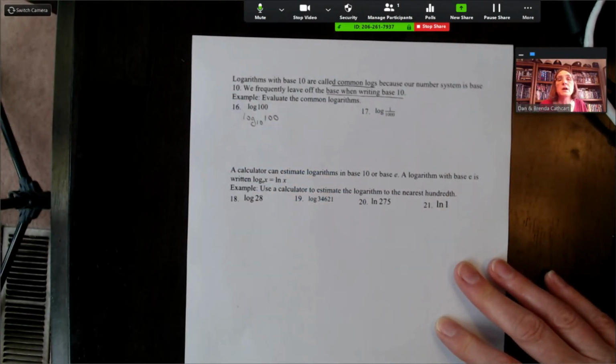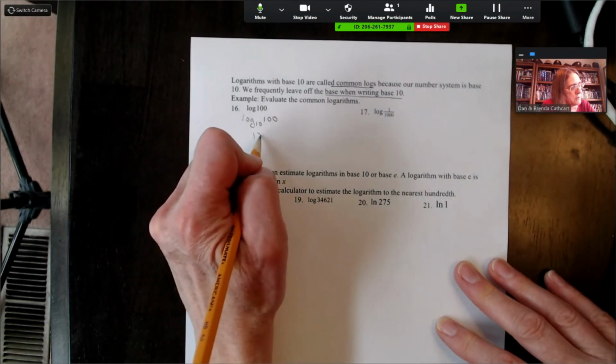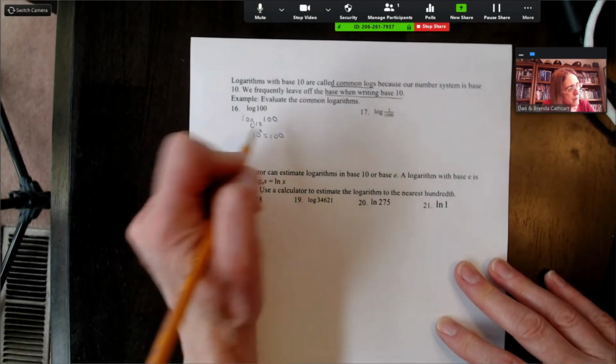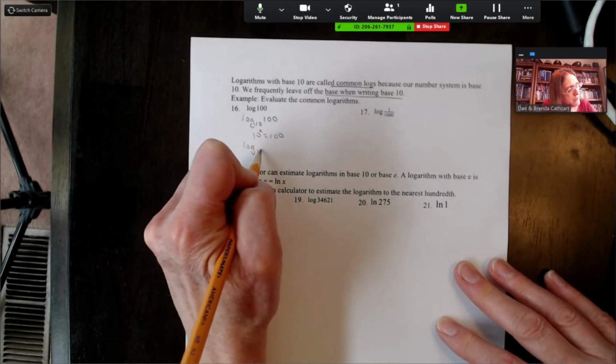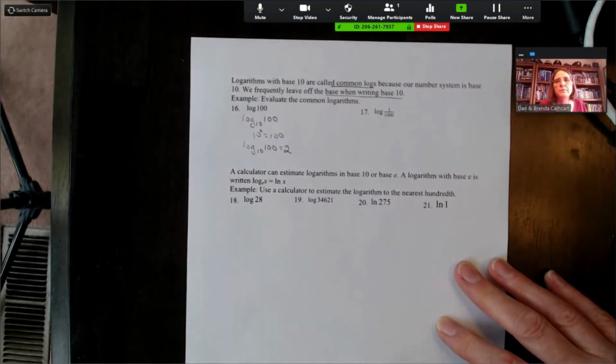And I ask myself, 10 to what power is 100? Well, I know 10 squared is 100. So I know that the log base 10 of 100 is equal to 2.